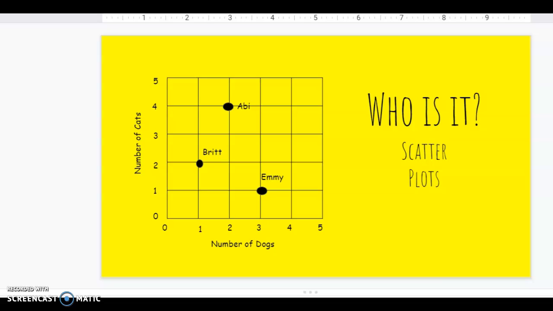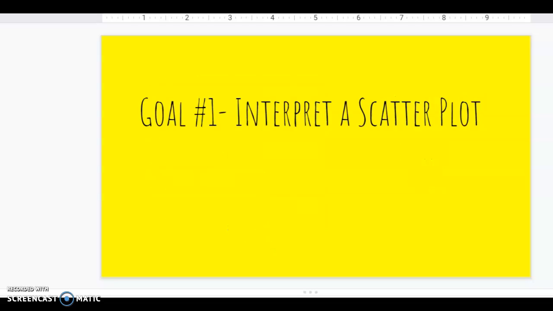Hello, second graders. Today we'll be doing an activity called Who Is It?, which is an activity using and looking at scatter plots. We're going to work on three different goals today. The first goal is going to be how to interpret a scatter plot. This means how you are going to read and look at a scatter plot to answer specific questions based on the information you see on the graph.